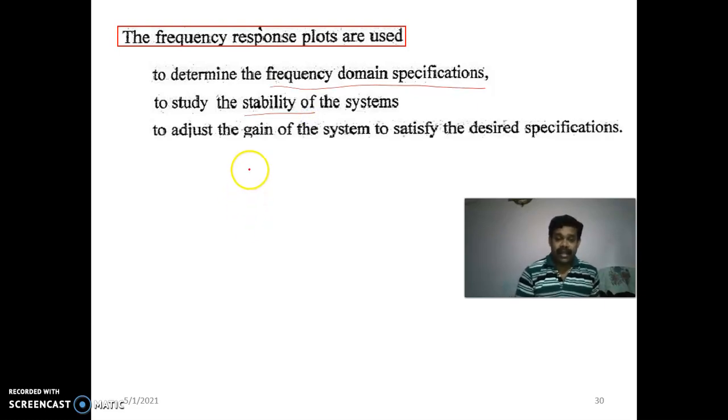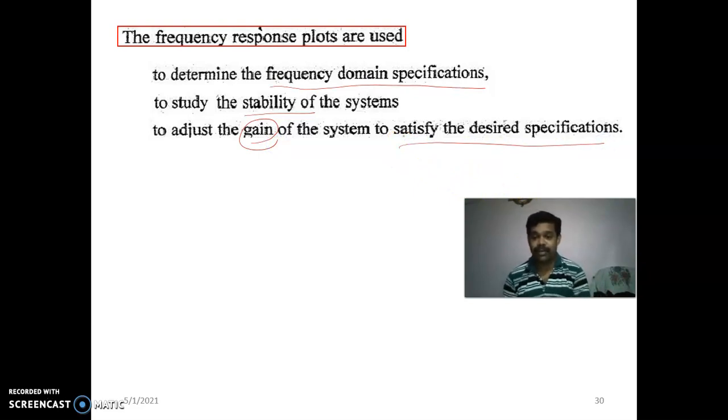We can also adjust the gain of the system to satisfy the desired specification. Sometimes it is necessary to design a system for some desired specification. So if there is any problem in the gain, then after getting the frequency response plot, from the knowledge gained from it, you can adjust the gain of the system to satisfy the desired specification.